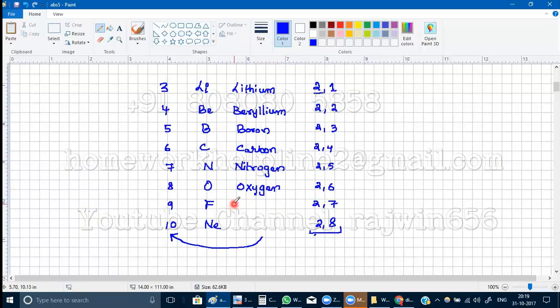F is fluorine. And the last one is neon. So this is the list of the next 8 elements. We have arranged these electronic configurations. Now the next part that we are going to come to is its valency.